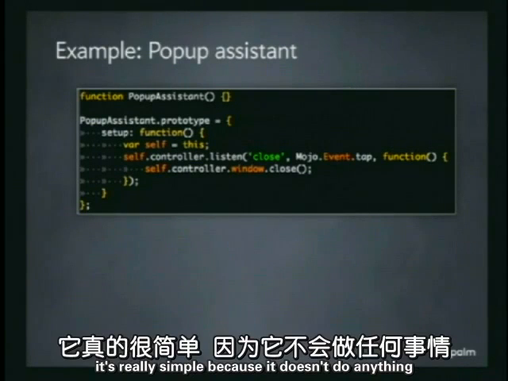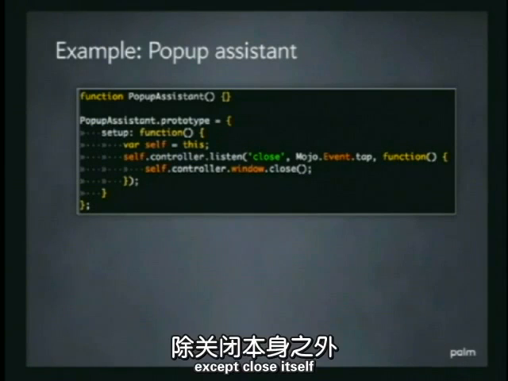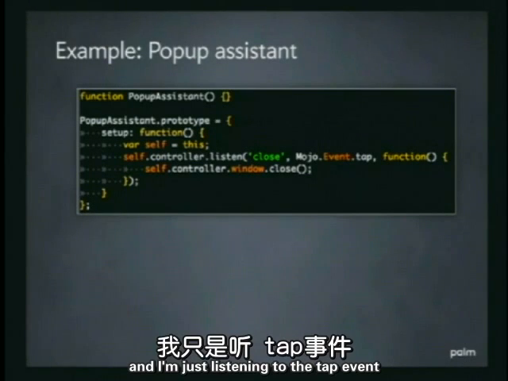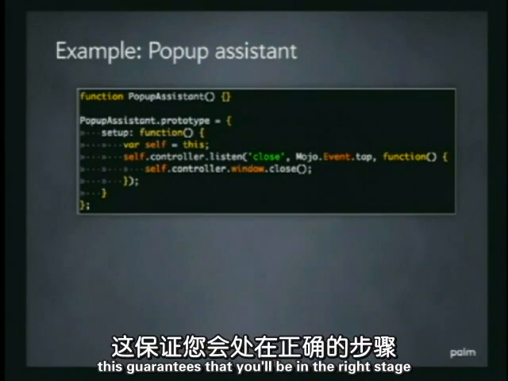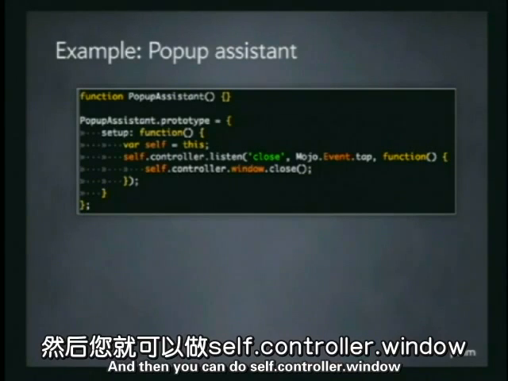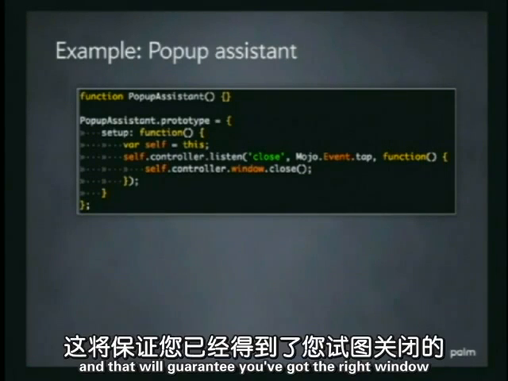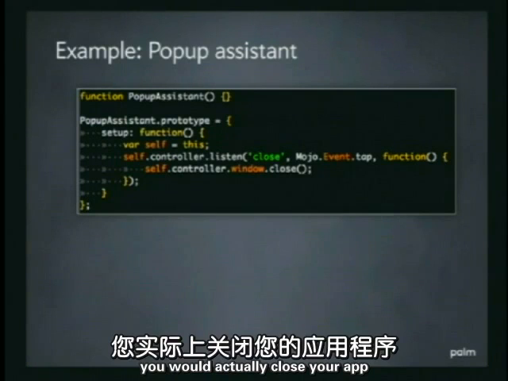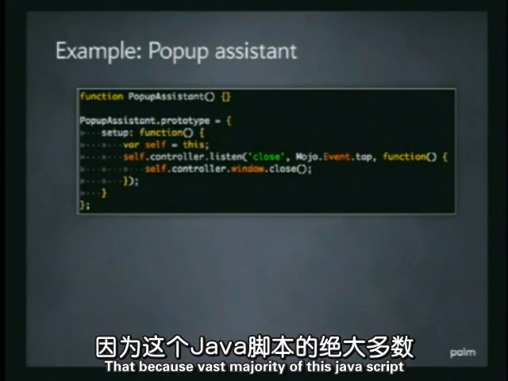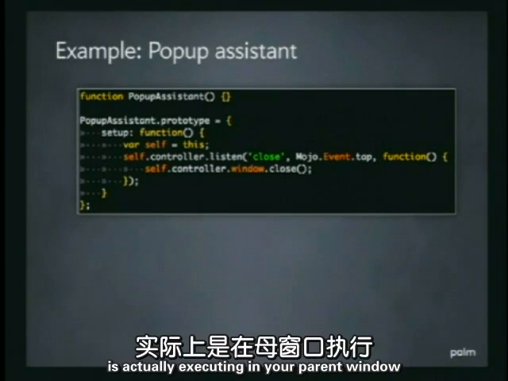Okay, so this is the pop-up assistant. It's really simple because it doesn't do anything except close itself. And I'm just listening for the tap event. Again, doing self.controller.listen rather than document.add event or document.get element by ID. This guarantees that you'll be in the right stage, and then you can do self.controller.window, and that will guarantee that you've got the right window that you're trying to close. If you just did window.close, you would actually close your app, because the vast majority of this JavaScript is actually executing in your parent window.